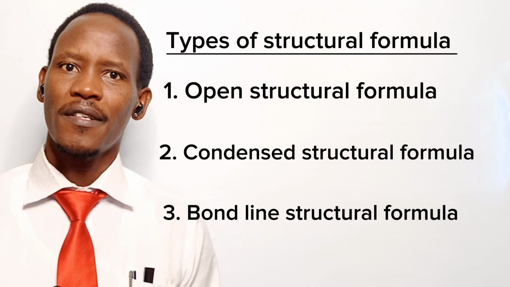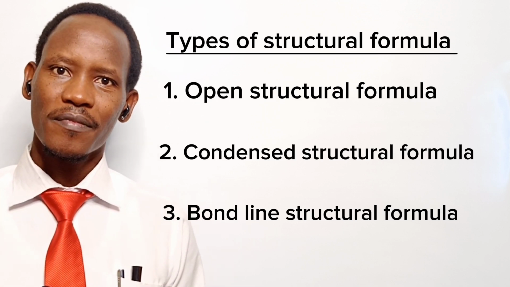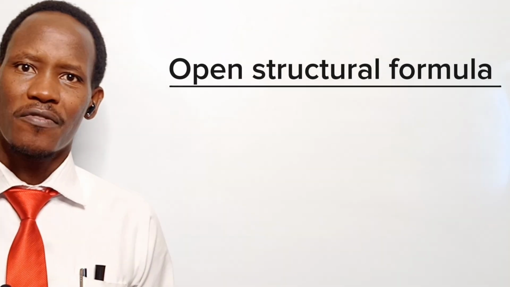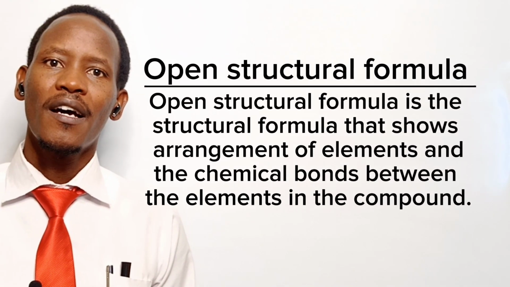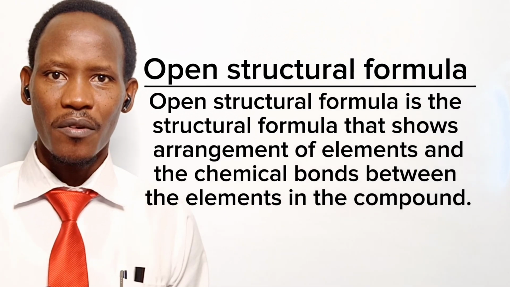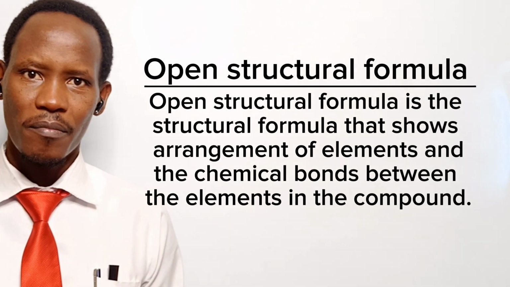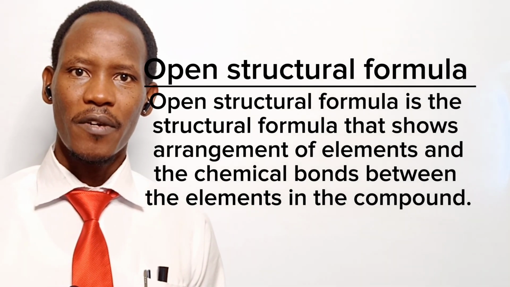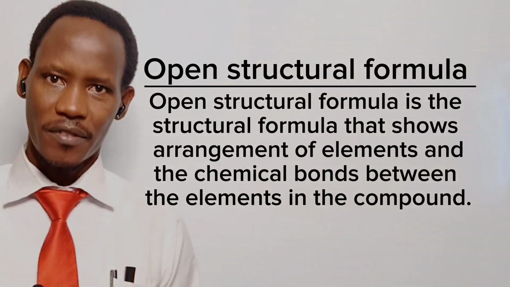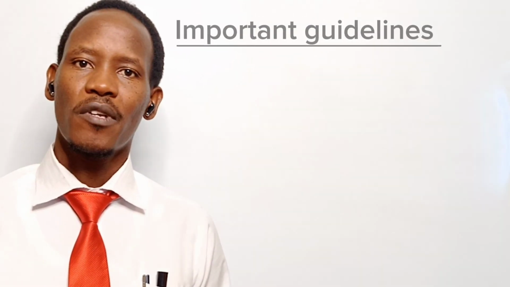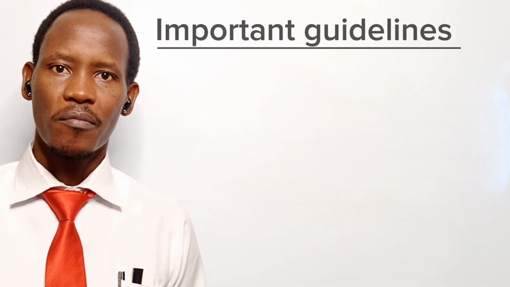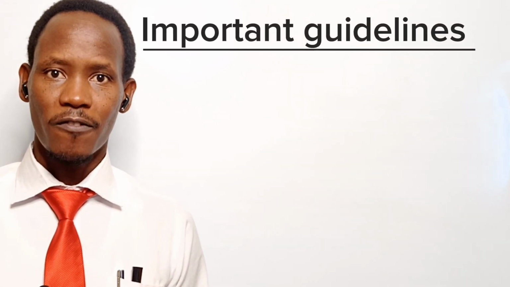Without wasting time, welcome to the open structure formula. An open structure formula is a structure formula that shows the serial arrangement of atoms in a compound together with their corresponding bonds. When we are writing the open structure formula of an organic compound, we must remember some facts.